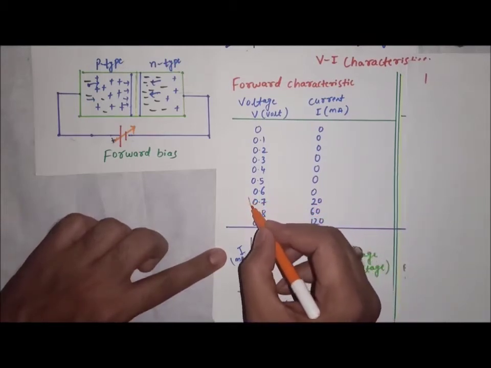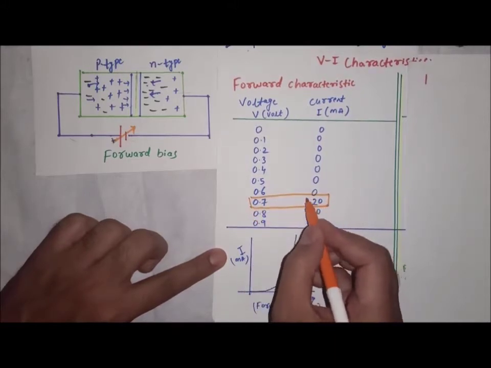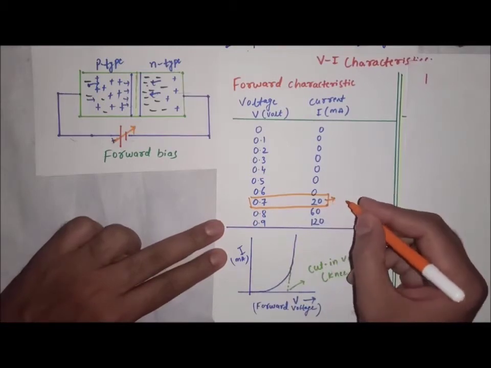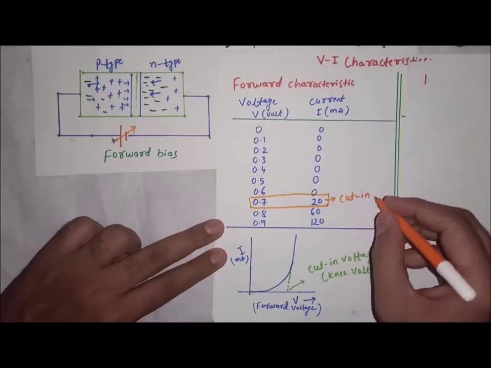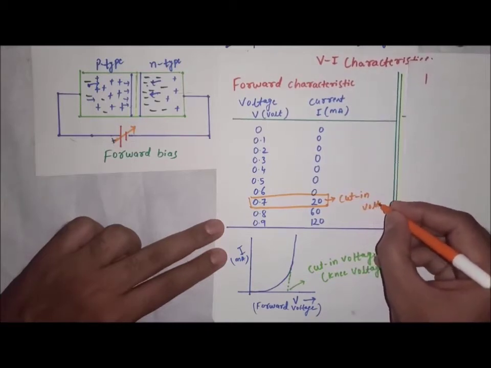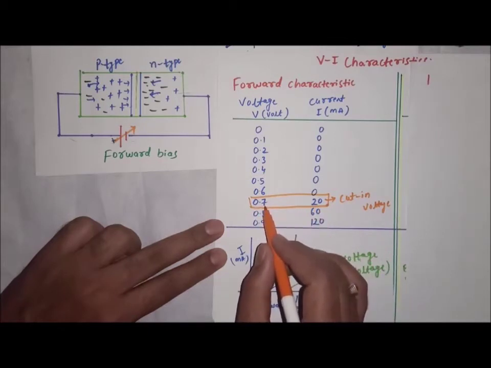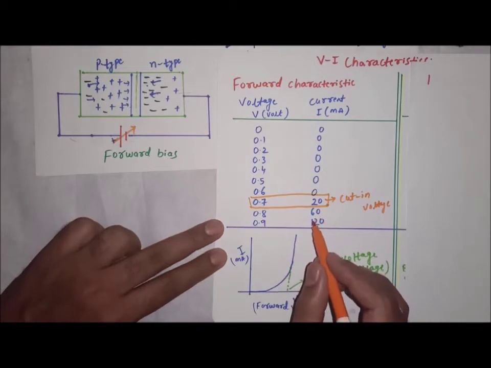And this change in current at a particular voltage, 0.7 volt, is called the cut-in voltage. What is that? Cut-in voltage. So what is cut-in voltage? Cut-in voltage is the voltage at which the current increases suddenly, and this is called the cut-in voltage.